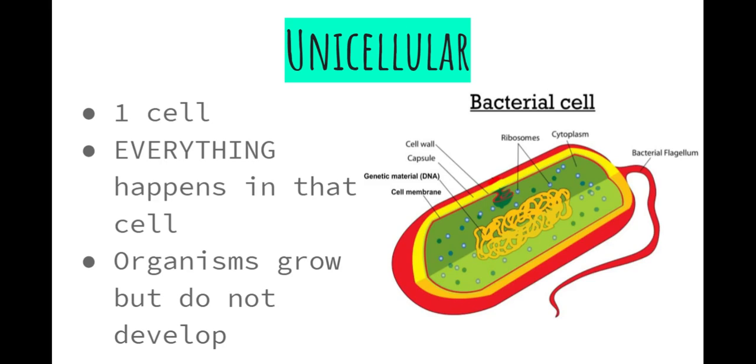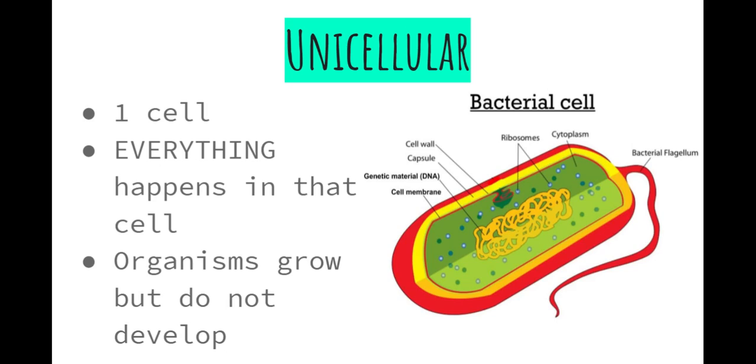So if I have one cell, that means that everything that cell needs to do happens in that single cell. So if I think about me in my life, I have brain cells, I have heart cells, I have lung cells. But if I'm unicellular, if I only have one cell, then I don't have the ability to have those differentiated cells. So that means everything that those organs or those cells are responsible for has got to happen in that single cell. So unicellular organisms have a lot going on in them.